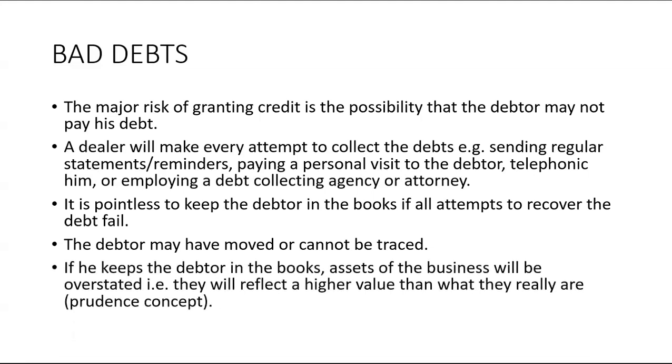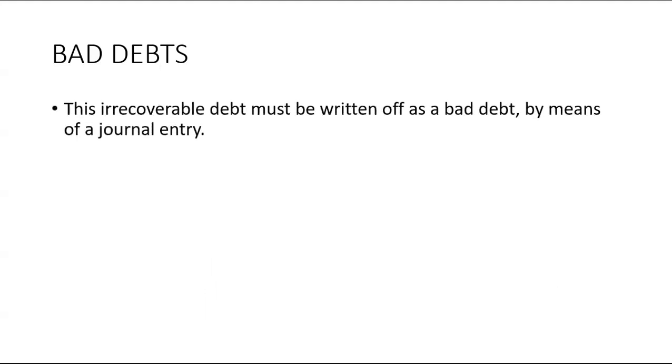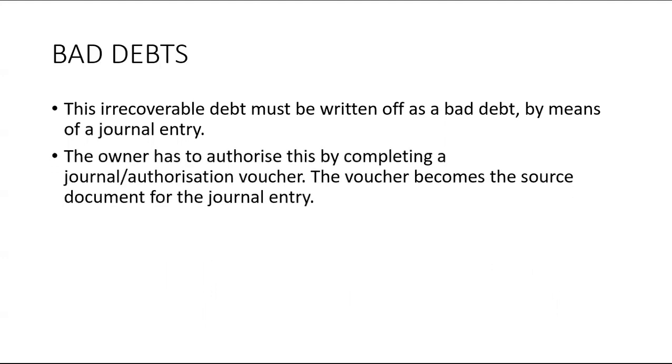Now, if he keeps the data in the books, assets of the business will be overstated, as I have indicated. They will reflect a higher value than what they really are. And that's why we need to get rid of them to abide by the prudence principle, which is a GAAP principle. This irrecoverable debt must be written off as a bad debt by means of a journal entry. The owner has to authorize this by completing a journal voucher, and the voucher becomes a source document when you record all the transactions, not just the bad debts transactions, all the transactions in the general journal.